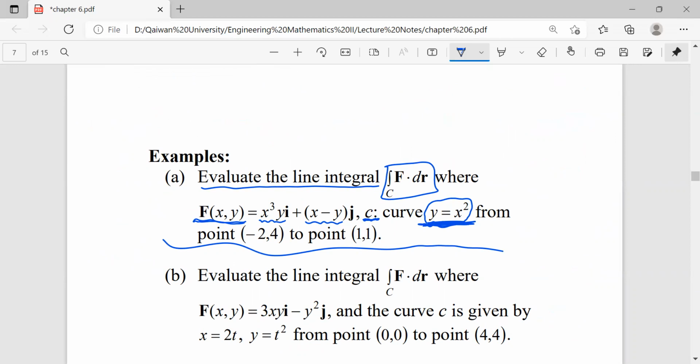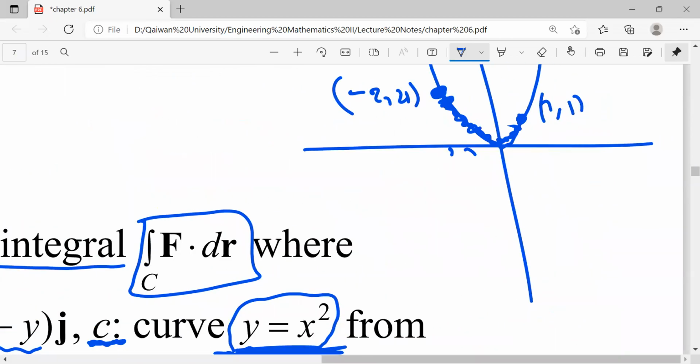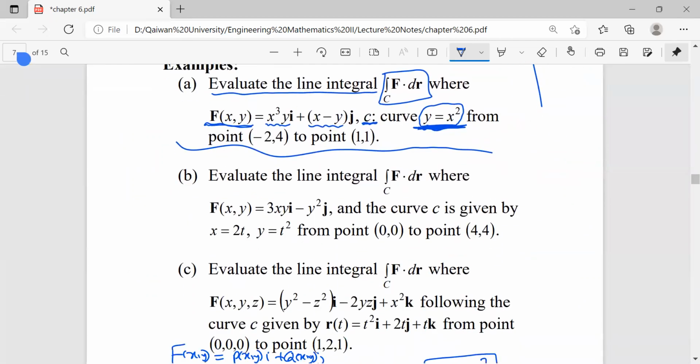Okay. Look, y equals x squared is like this. -2 and 4, -2 and 4. This is -2 and 4. This is 1, 1. So this length is 3. It's 3 units. Okay. It's that length. This is 3. It's the arc length.